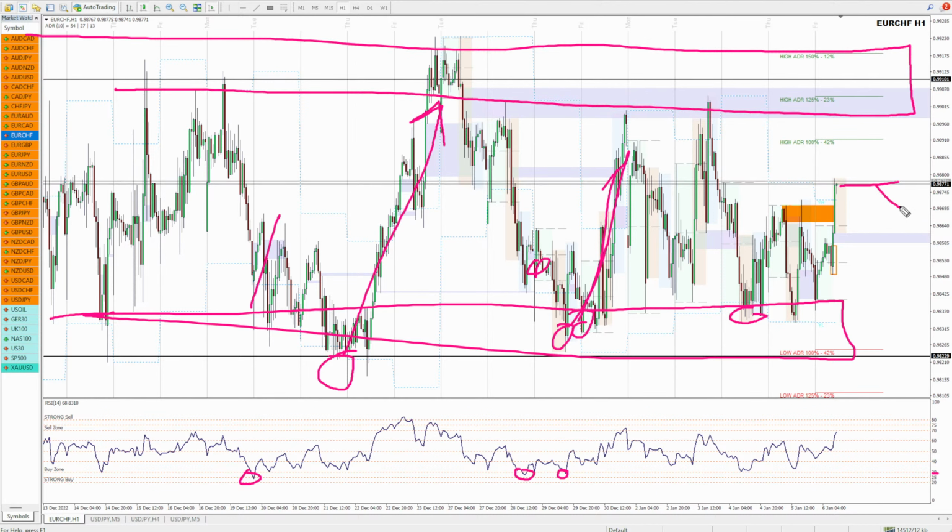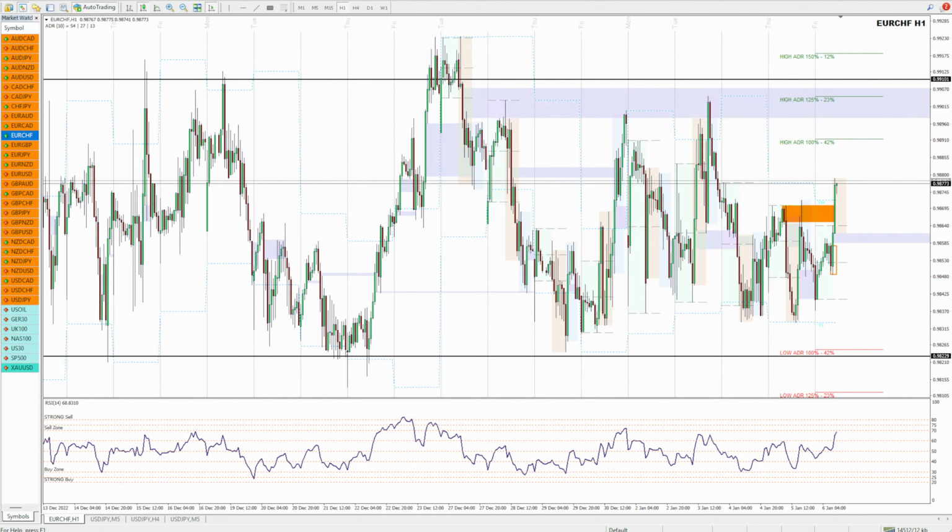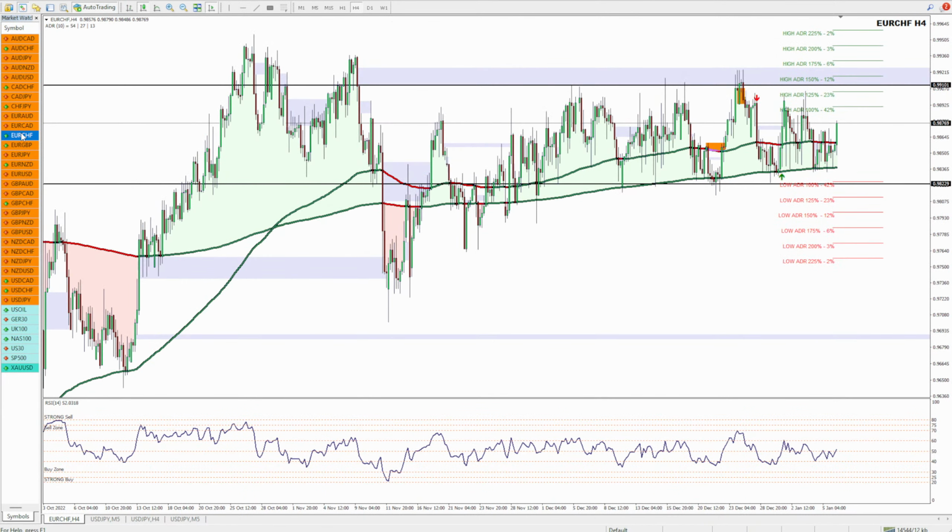Right now, we're sitting middle range. So what don't you do? Trade in the middle of a range. Nothing to do, is there? So that's Euro Swiss.